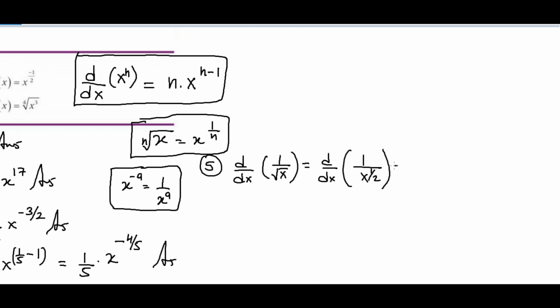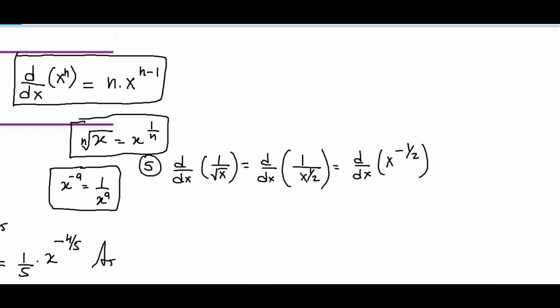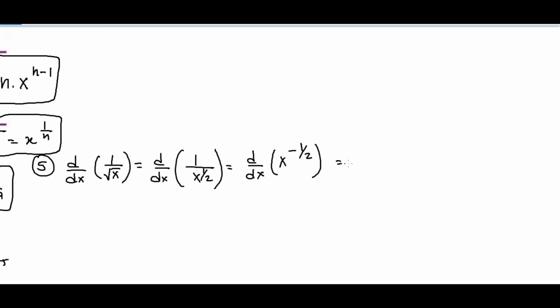Now you need to bring it up, x to the power negative half, and now your n is negative half. So negative half times x to the power negative half minus 1, which is negative half x to the power negative 3 by 2. You can further write it in this way. It's up to you. So this one is clear. Let's go to the sixth question.